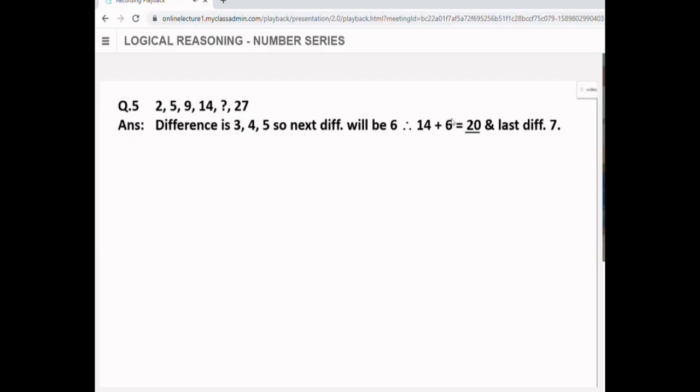Now confirm the 27 comes there or not. 20. What will be the next difference? 7. So 20 plus 7, 27. So our answer is 20. The missing number in the series is 20. Next one. Again, you have those 15 seconds.